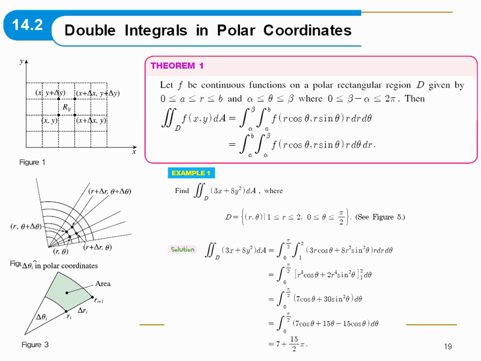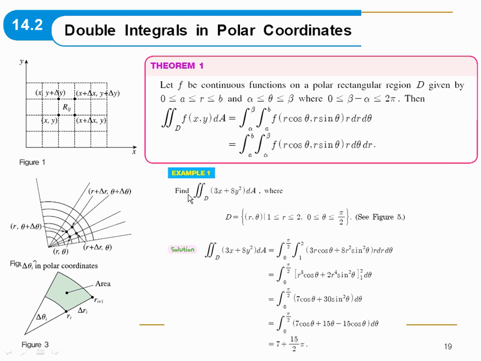Okay, we start section 14.2, double integrals in polar coordinates. The first theorem tells us: let f be a continuous function on a polar rectangular region D, given by this and this, where theta is between alpha and beta, and beta minus alpha is between 0 and 2 pi. Then this double integral can be written in this way, as r dr d theta, or this way, r d theta dr. Here this rectangular region can be written in this way by polar coordinates.